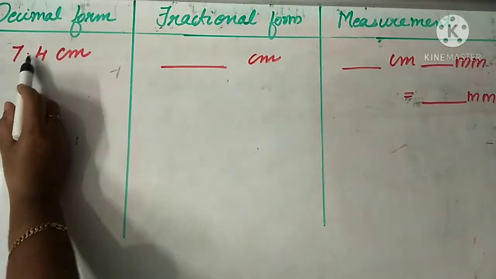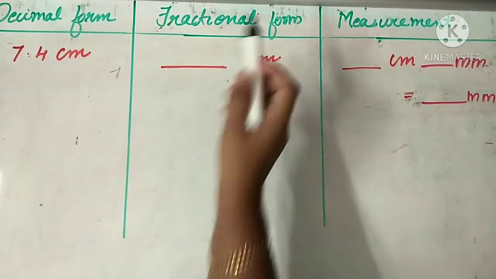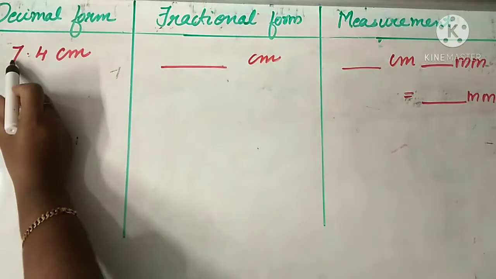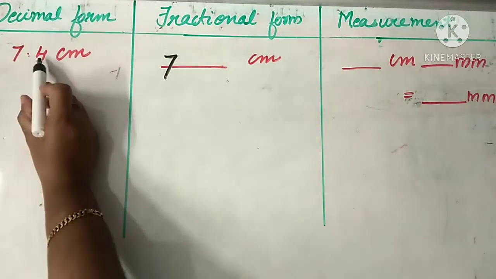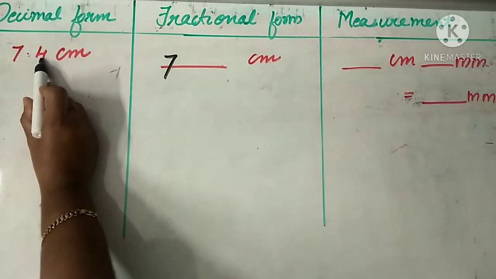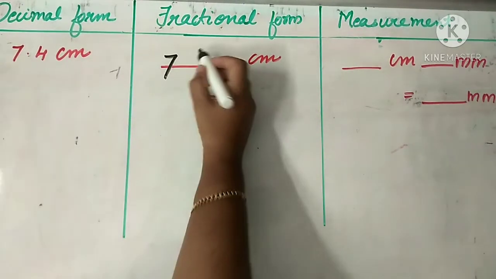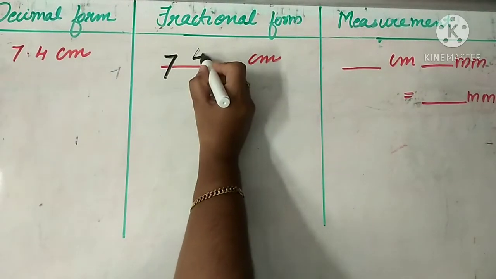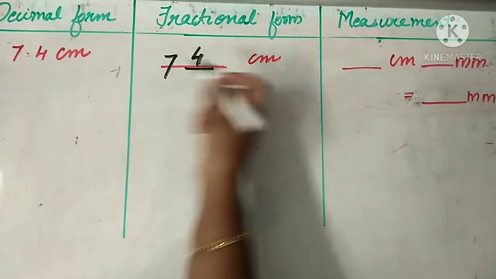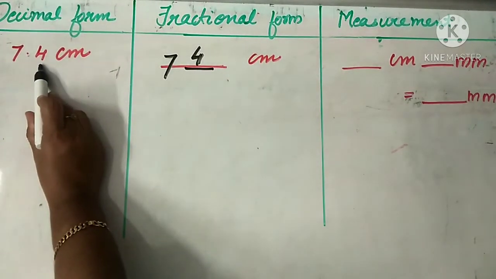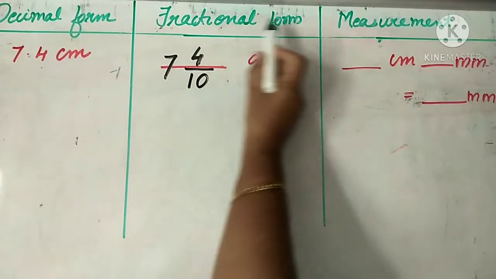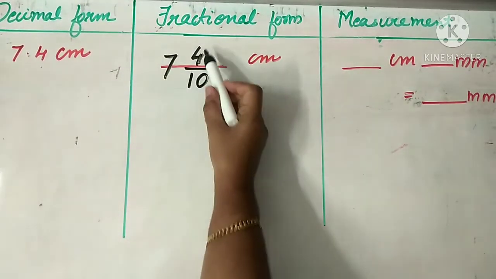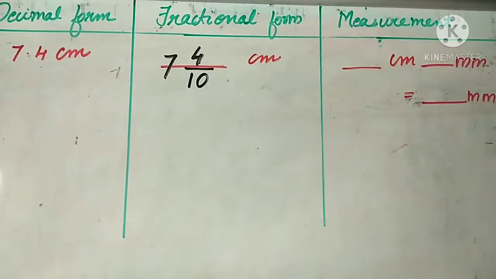See 7.4. How can we write it as fractional form? 7 is a whole number. So we write it as the whole number itself. Then after the decimal point comes a fractional part. So 4 I write as a numerator by, how many numbers are there after the decimal point? 1 number. So here 1 zero. So the fractional form is 7 4 by 10 centimeter.